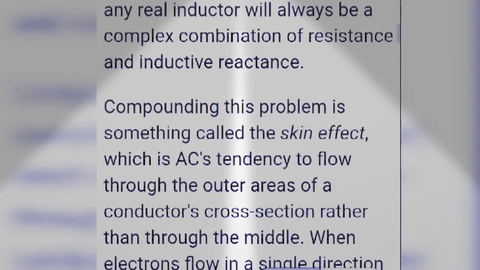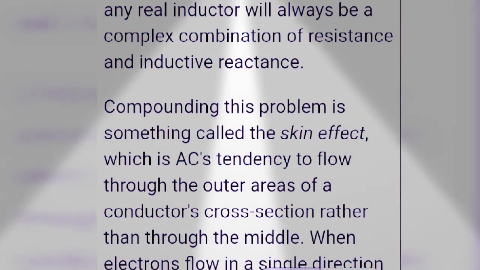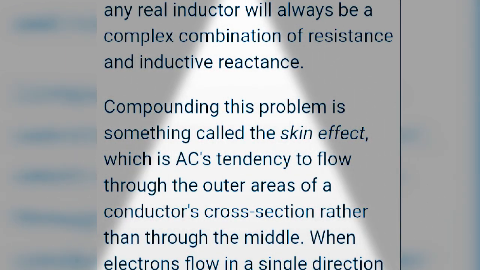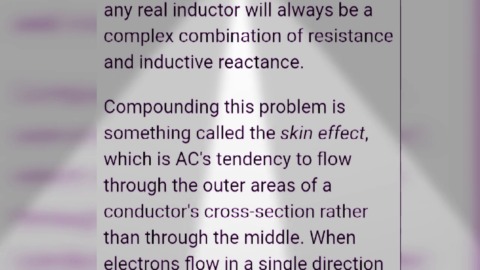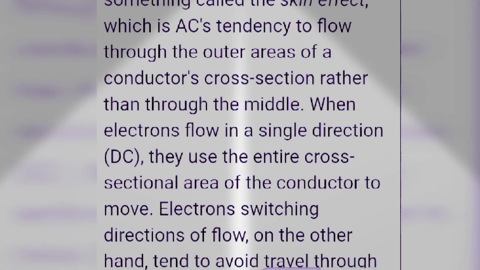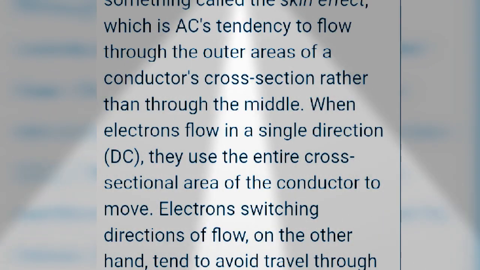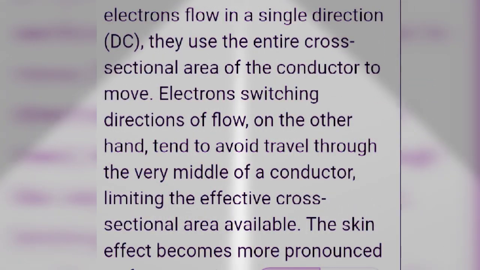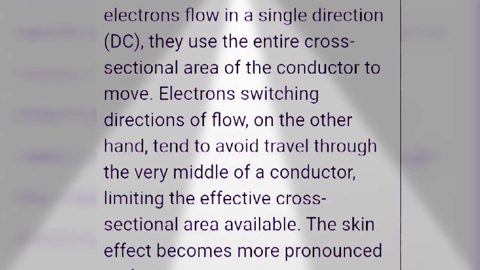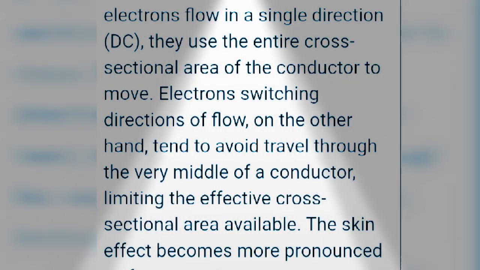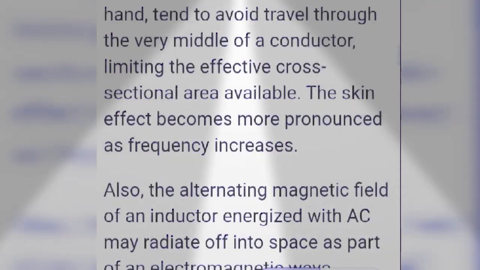Compounding this problem is something called the skin effect, which is the tendency of AC to flow through the outer area of a conductor's cross-section rather than through the middle. When the electrons flow in a single direction, DC, they use the entire cross-sectional area of the conductor. AC, on the other hand, tends to avoid traveling through the very middle of a conductor, limiting the effective cross-sectional area. The skin effect becomes more pronounced as frequency increases.